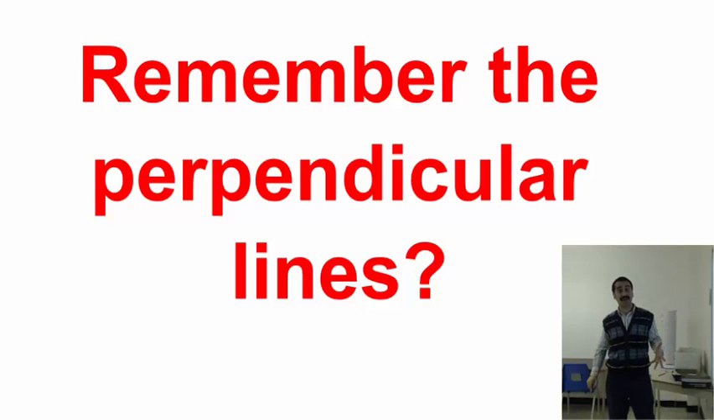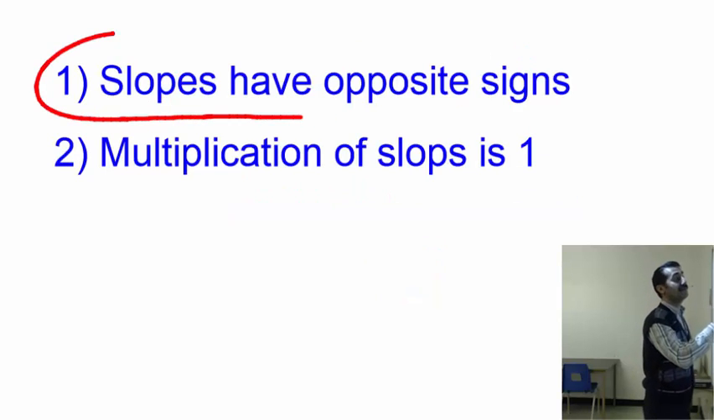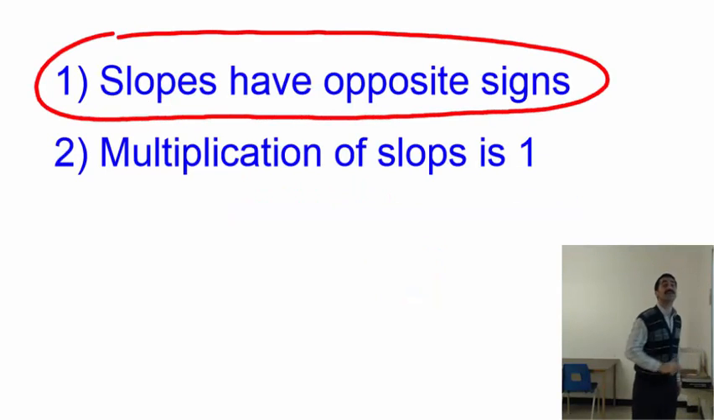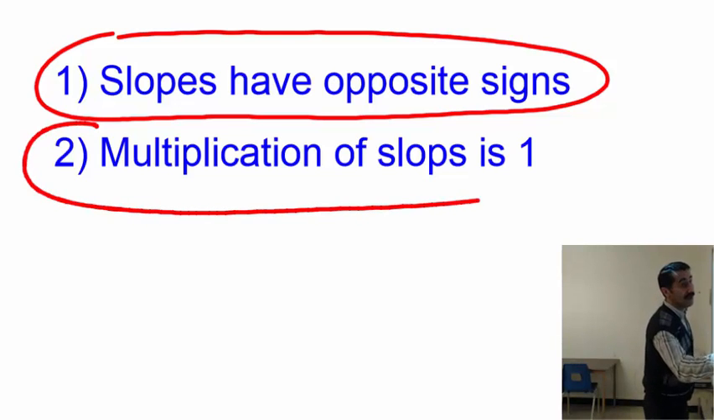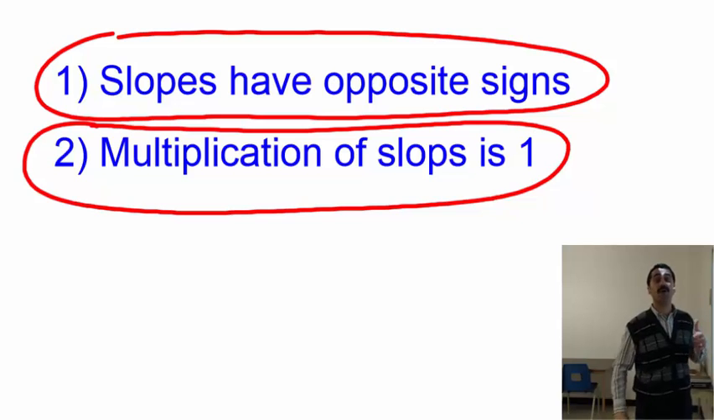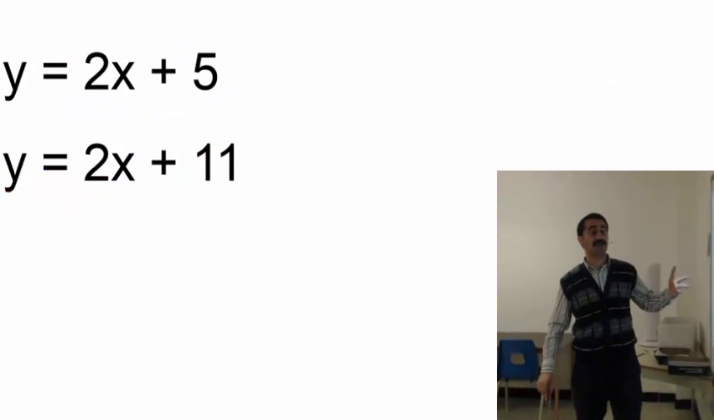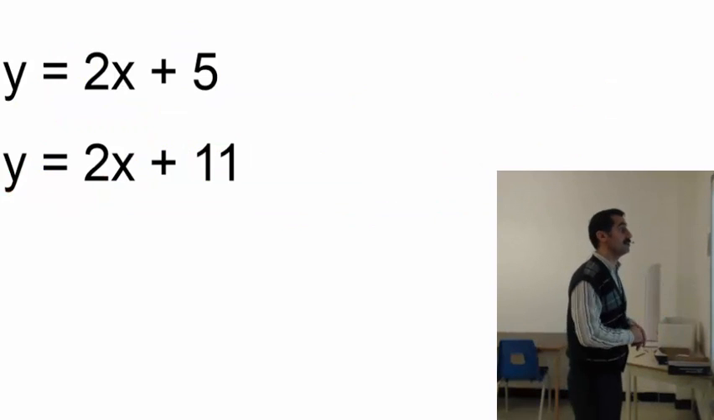How about the perpendicular line? You should remember the very first rule, which is slopes have opposite signs. One of them should be negative, the other one should be positive. And the other rule is when you multiply both slopes, you should get one only. It should be equal to number 1. Now let's just go ahead and write down what the two pair of equations are.